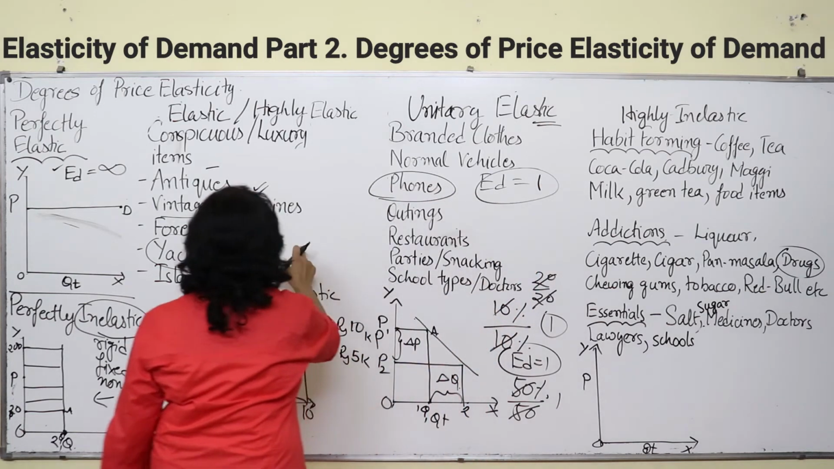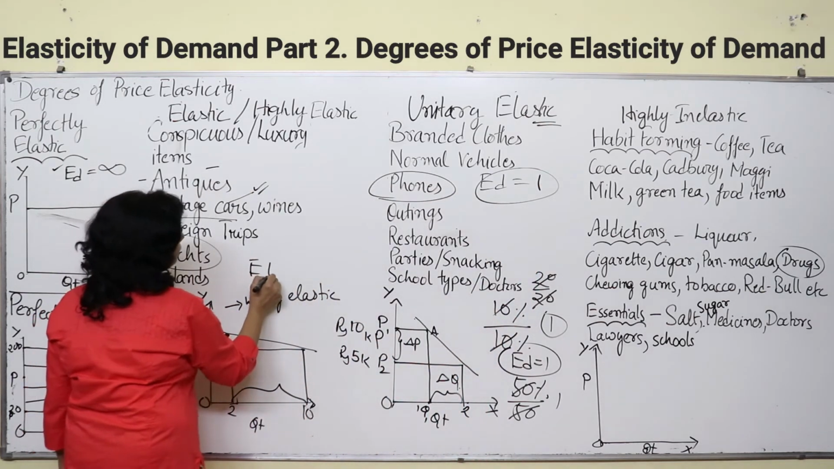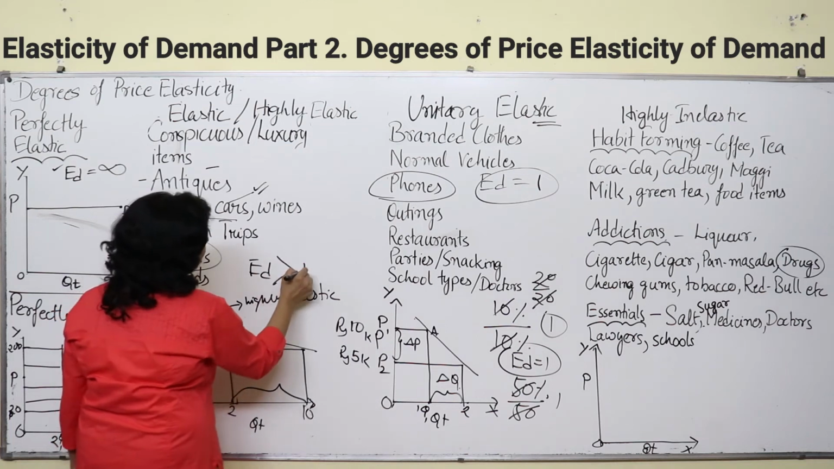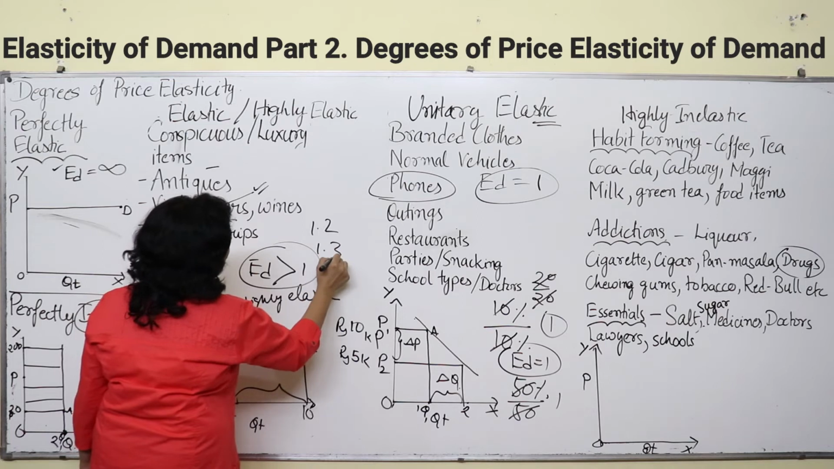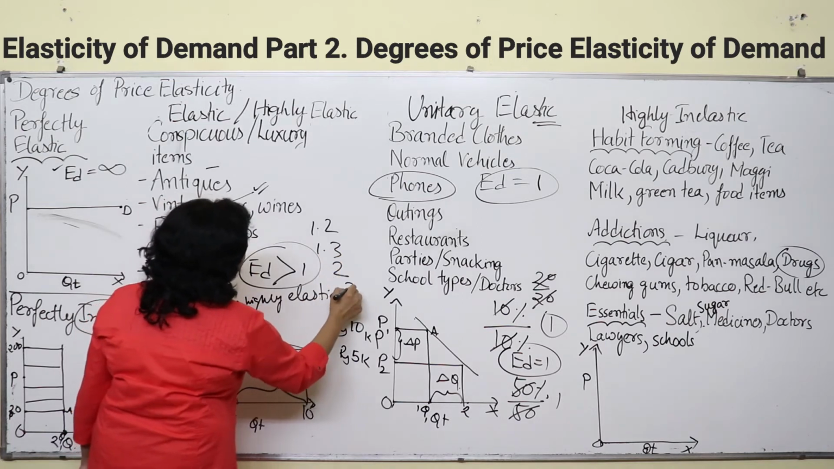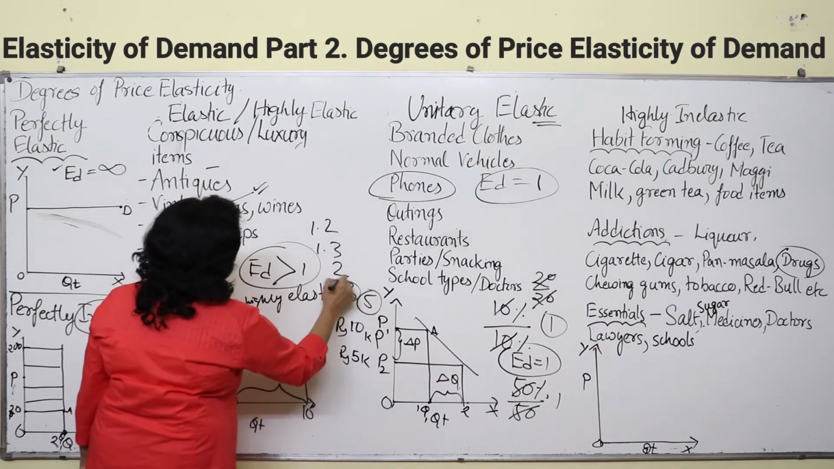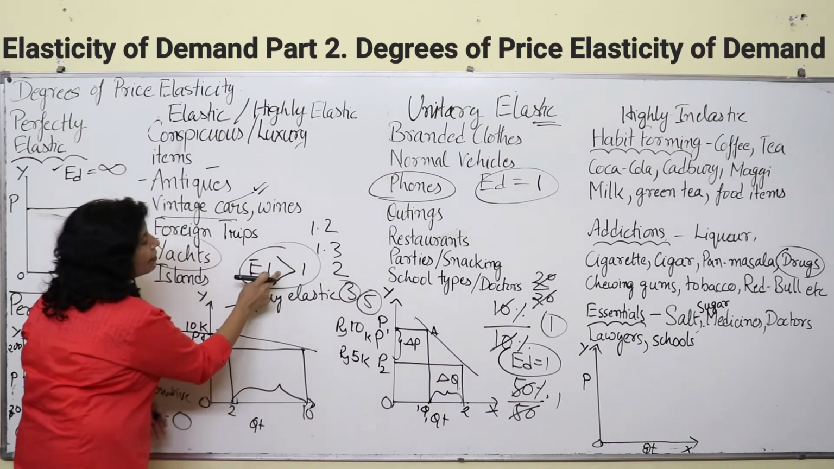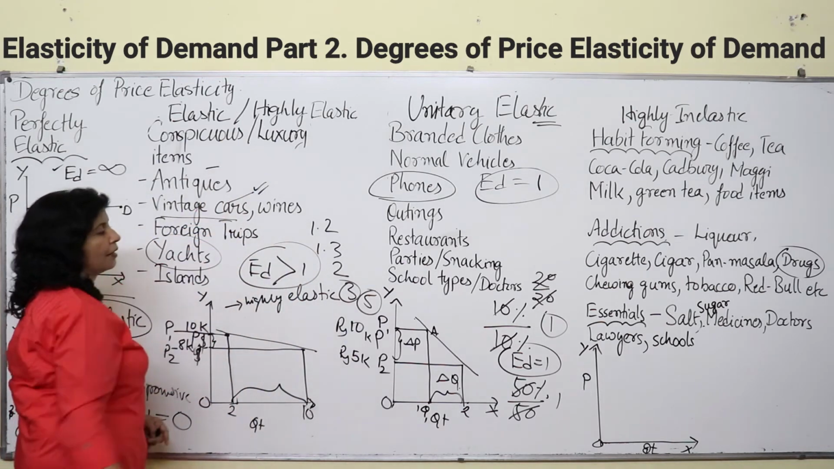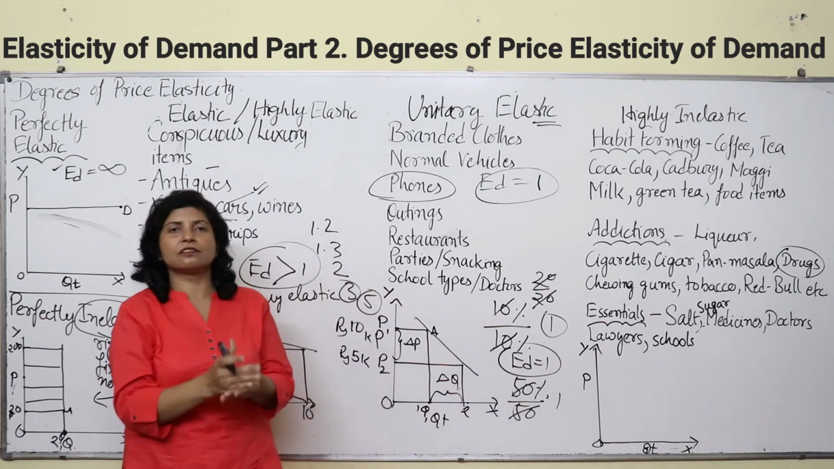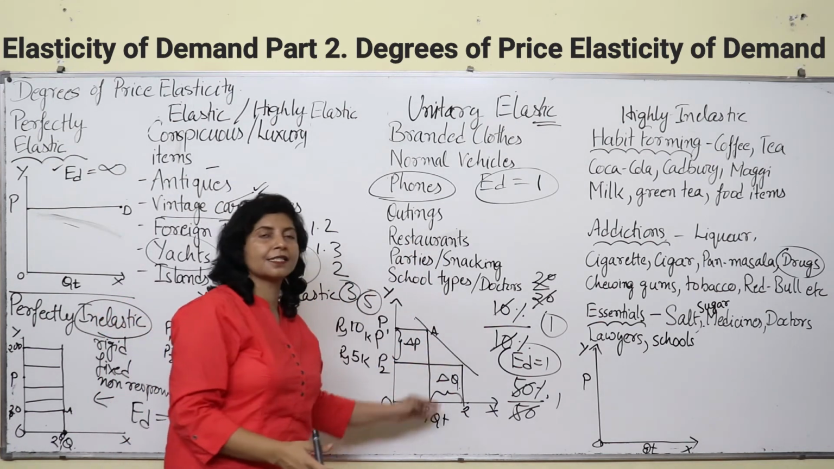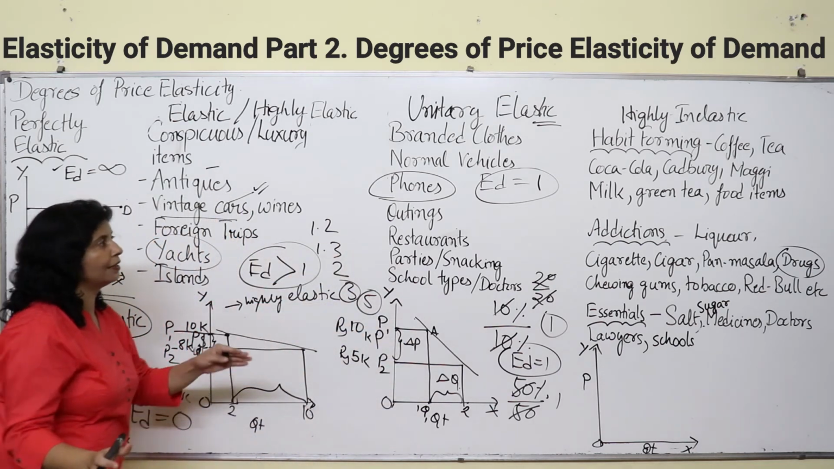Fine. And here the elasticity of demand ED is more than 1. It may be 1.2, it may be 1.3, it may be 2, it may be 3, it may be 5, anything like that. So elasticity of demand is more than 1 in highly elastic demand. We will discuss the calculation of elasticity of demand in our next video. We are just discussing the diagrams in this video.